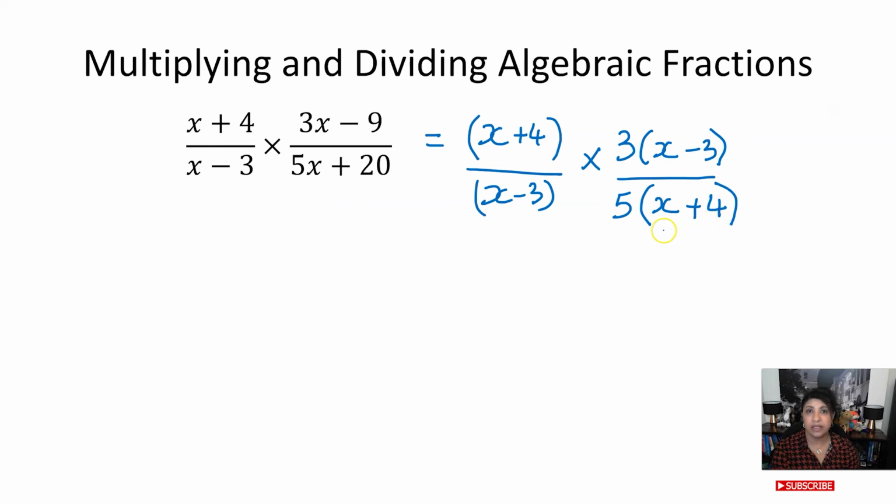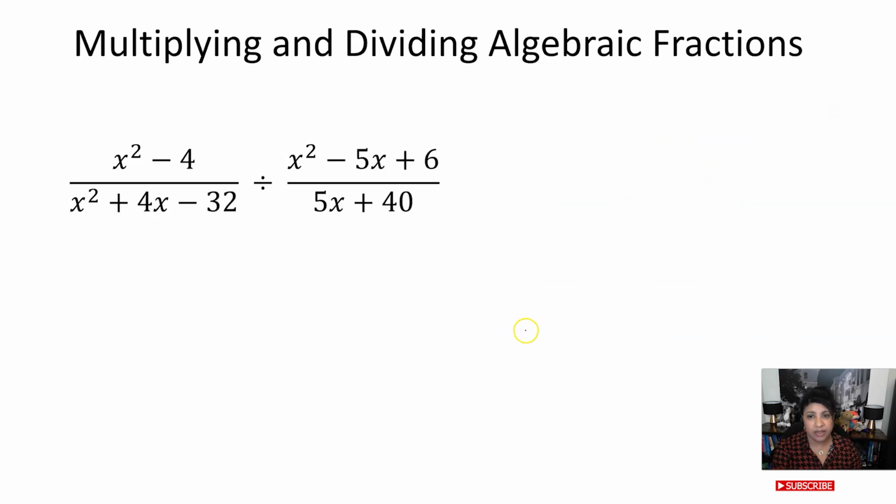Well, now I can see I can do quite a bit of cancellation actually. Because I'm multiplying throughout, I can cancel this bracket, there's one of them, and then this bracket, there's one of them. Similarly, this can cancel out, there's one of them, and this can cancel out. So my final answer is simply 3/5. This can't be simplified anymore, so that is my final answer.